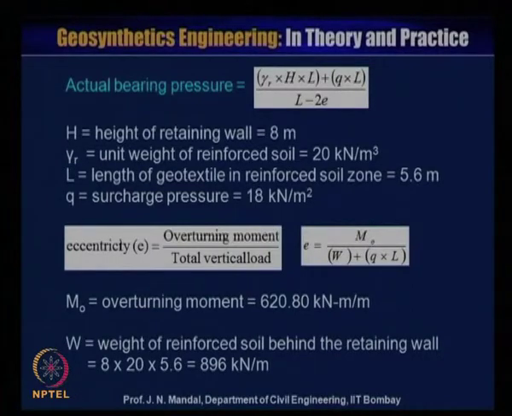So, you can substitute all these values. Gamma R, the unit weight of the reinforced soil, is also 20 kilonewton per meter cube. So, you can substitute this value and check the eccentricity. Eccentricity is equal to overturning moment by total vertical load. That means E is equal to M0 by W plus Q into L, where M0, the overturning moment, is given as 620.80 kilonewton meter per meter, and W is the weight of the reinforced soil behind the retaining wall, that is 8 into 20 into 5.6, that is 896 kilonewton per meter.